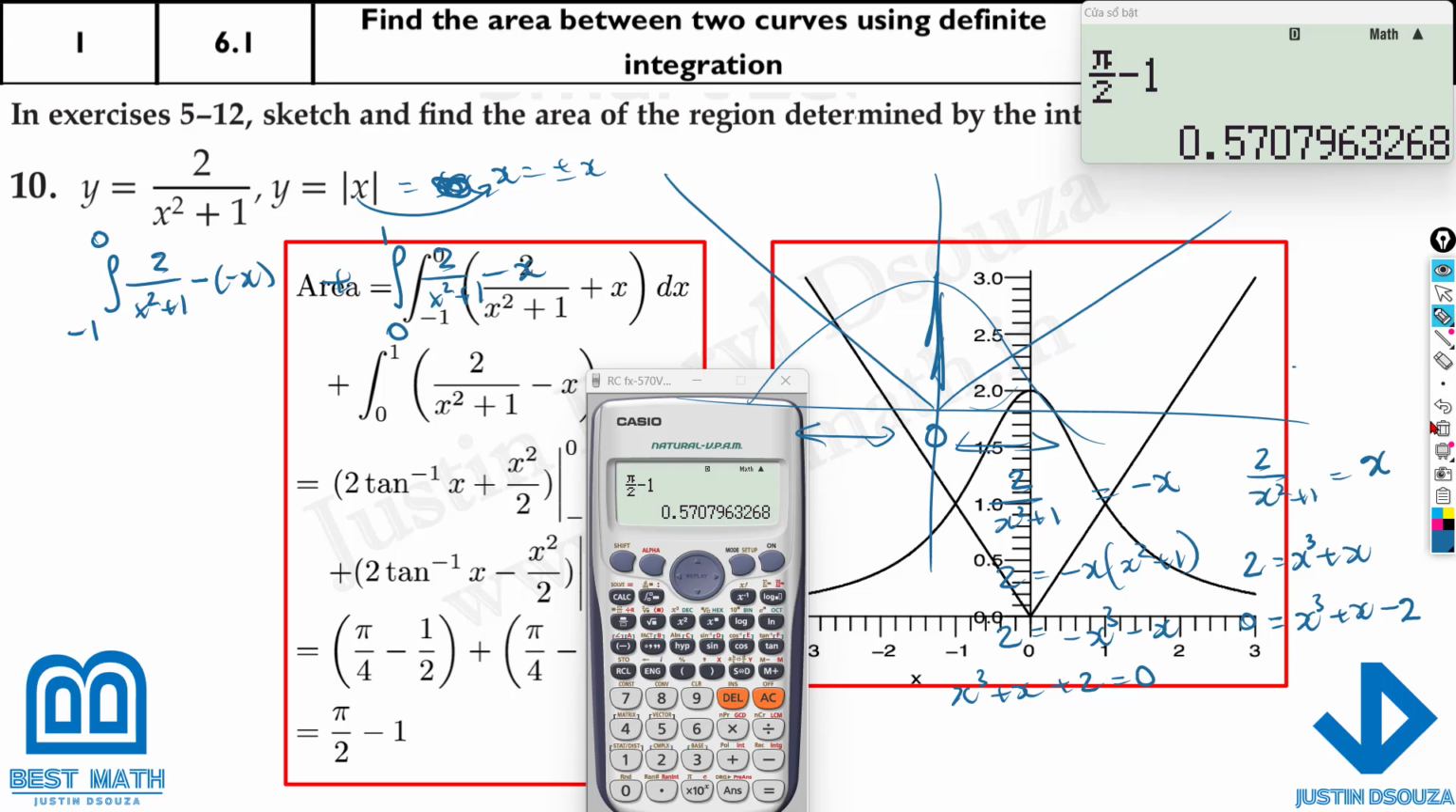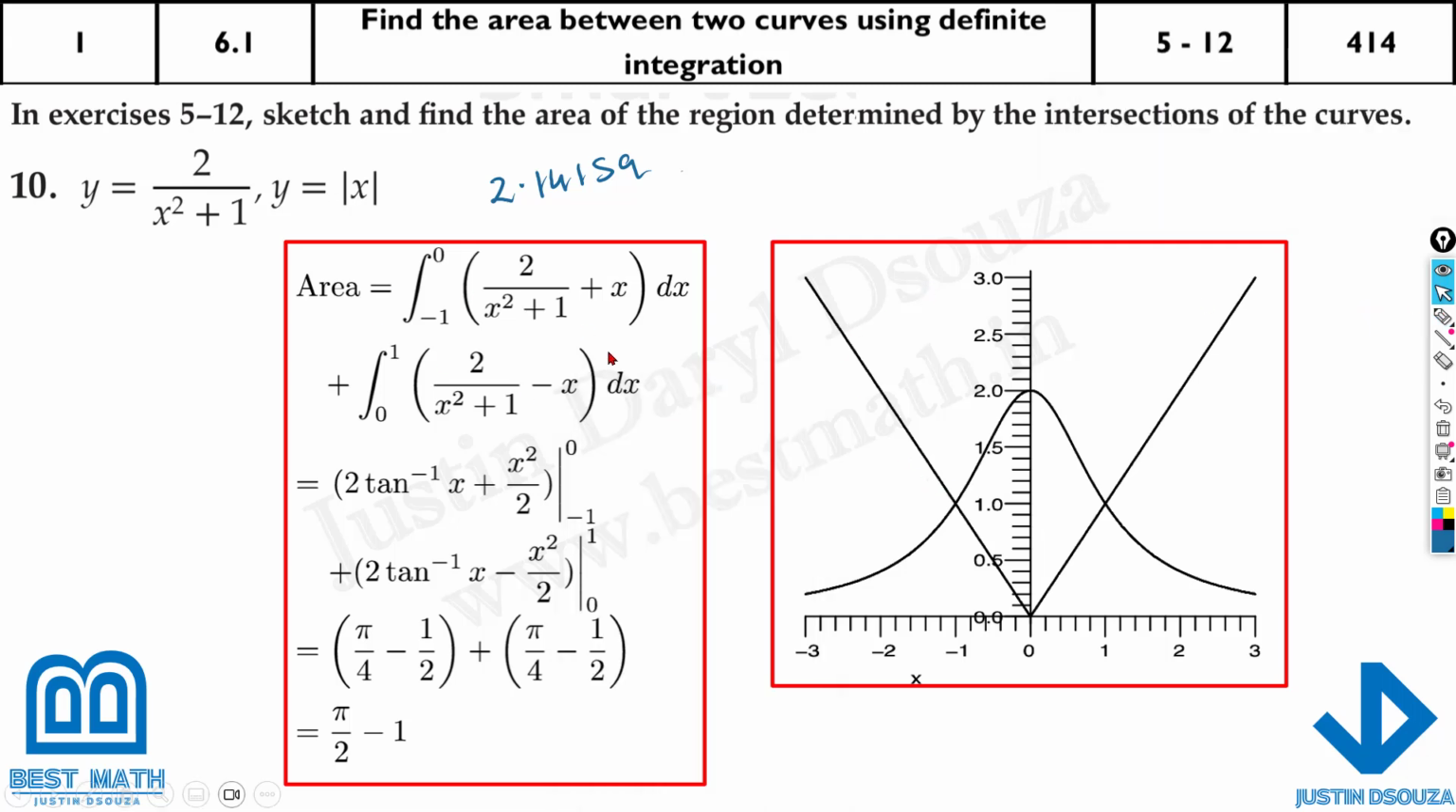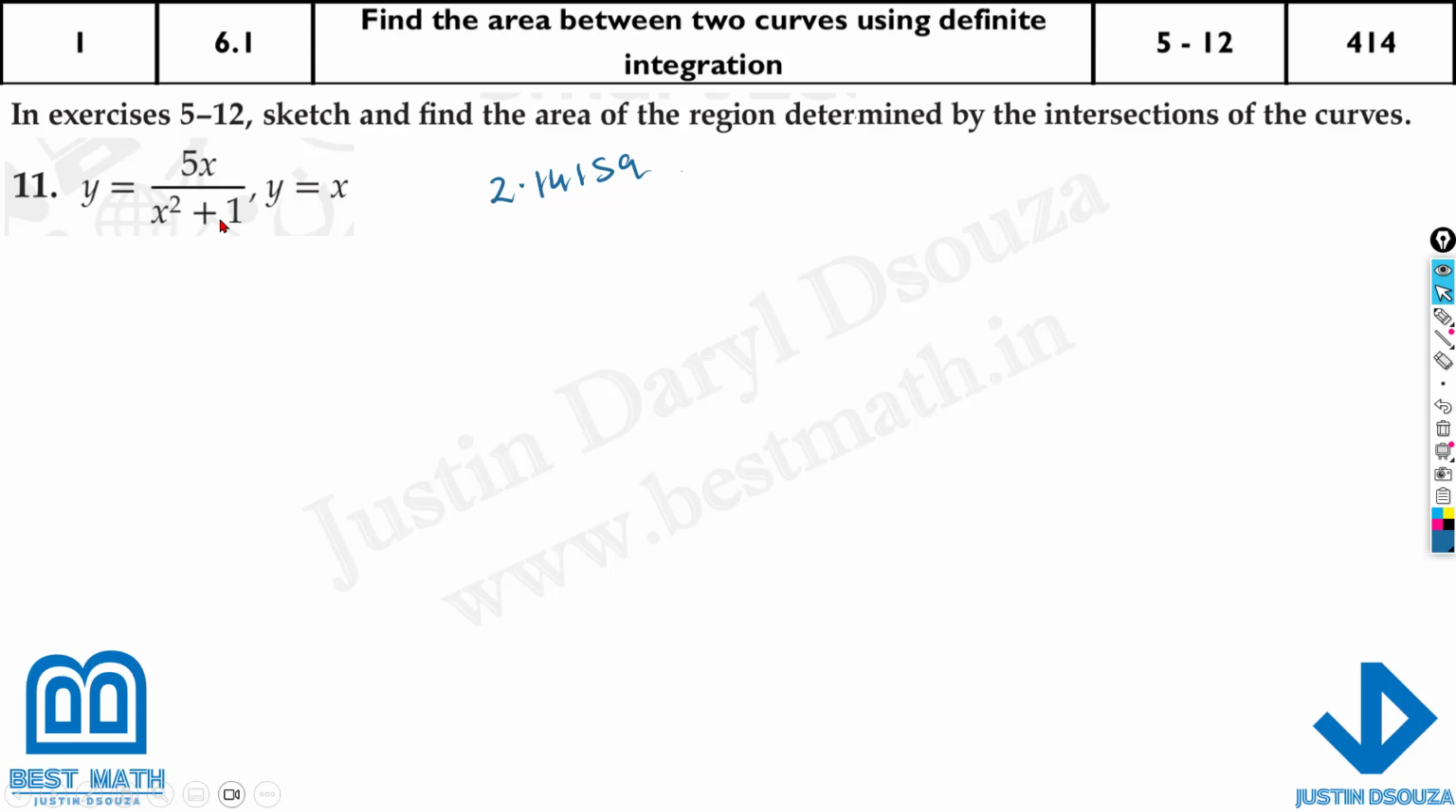So I'm just going to write it out over here. Let me clear it out. The answer for this will be 2.141592, and it goes on. So that's the correct answer. I hope that's clear. And this one we have already done in the second MCQ.